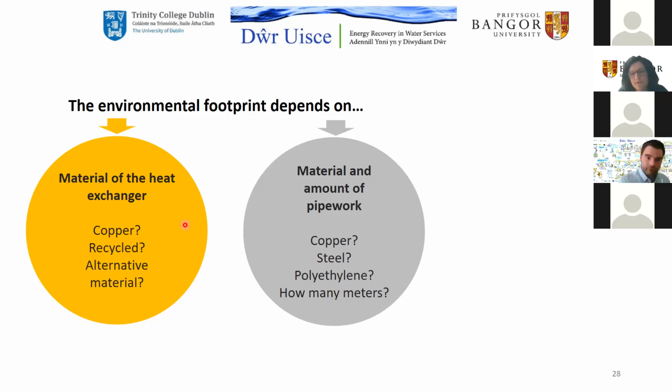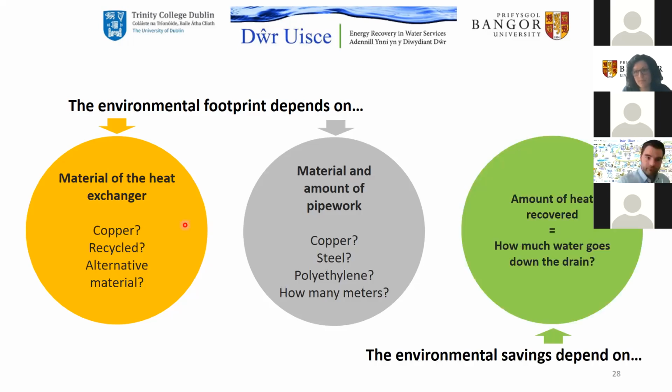And well, this is interesting because here you can actually choose what material you want to use. You can choose between copper, steel, or a plastic-based, for example, polyethylene pipe. And depending on the existing plumbing system in a kitchen, you have a different requirement for pipework depending on the distance between the drain pipe and the boiler, for example.